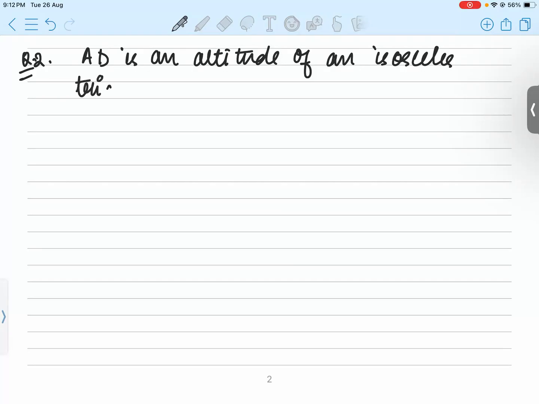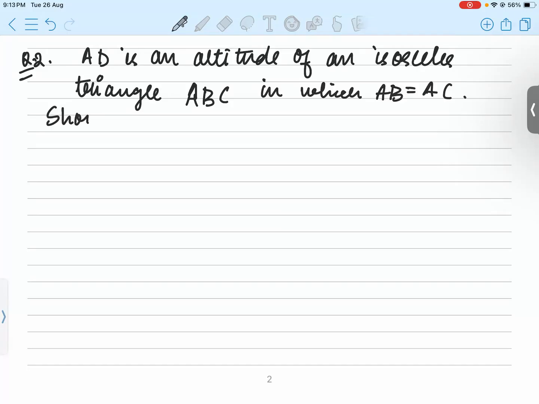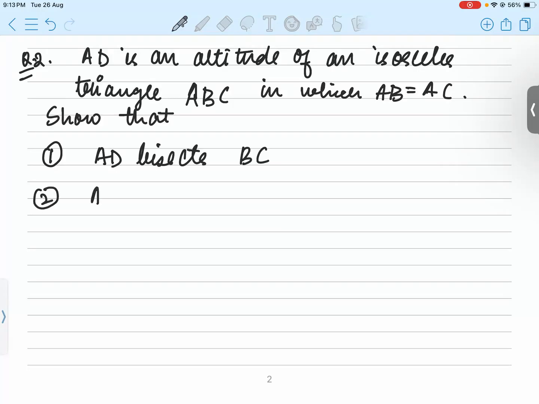This was the first question. Isosceles triangle ABC in which AB is equal to AC. Show that AD bisects BC, and AD bisects angle A. Okay, so what is the question now?